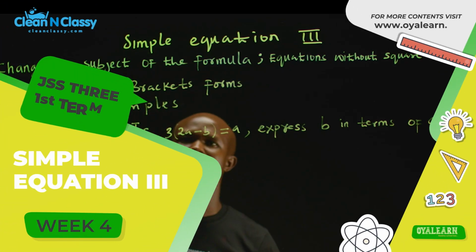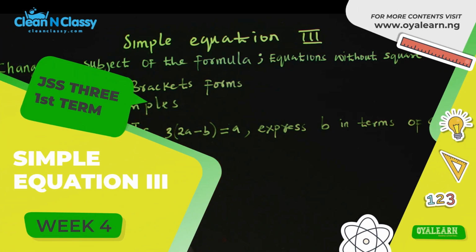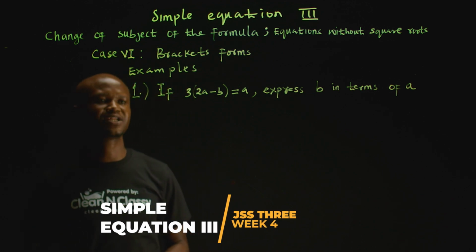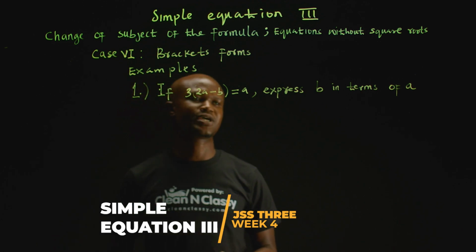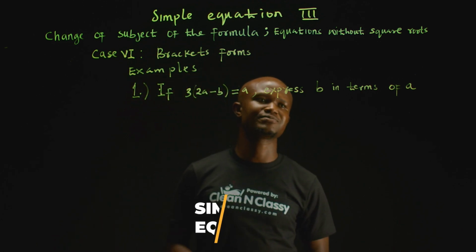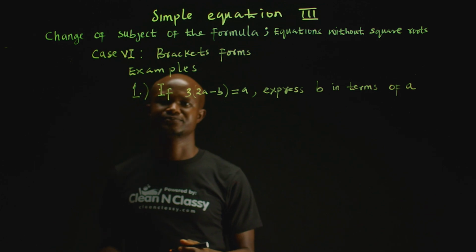Case 5. Bracket forms. Examples. If 3 into bracket 2a minus b equals a, express b in terms of a. Solution.